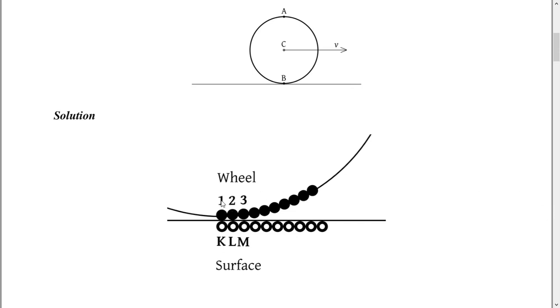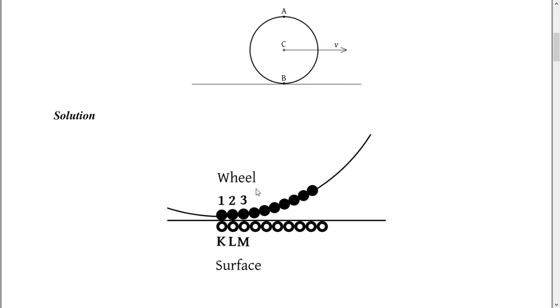Right? So if 1, 2, 3 and so on are infinitesimally small points on the wheel and K, L, M and so on are infinitesimally small points on the surface, during skidding, when the wheel doesn't rotate but the vehicle moves forward, the same point on the wheel comes into contact with multiple points on the surface successively. On the other hand, when the wheel is slipping, the wheel rotates but the vehicle doesn't move forward. So the same point on the surface comes into contact with multiple points on the wheel successively. K comes into contact with 1, 2 and 3 and so on successively.